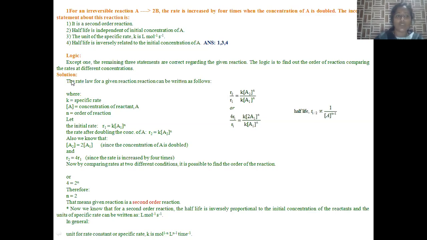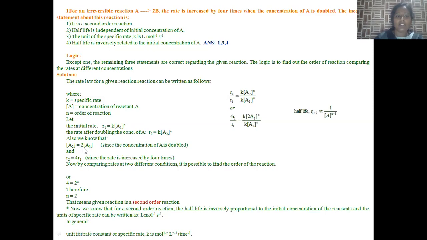In order to get this, first we have to see the rate law of the reaction, which can be written as follows. K is equal to specific rate, A is equal to concentration of initial reactant, n is the order of the reaction. R1 is equal to K into A1 to the power n. So R1 is nothing but the rate of the initial reaction. When doubling the concentration of A, the rate of the reaction increases by 4 times. After doubling the concentration, we get the second rate, R2, which is equal to K into A2 to the power n. We also know that A2 is equal to 2 into A1.